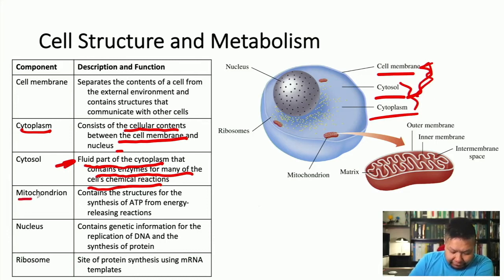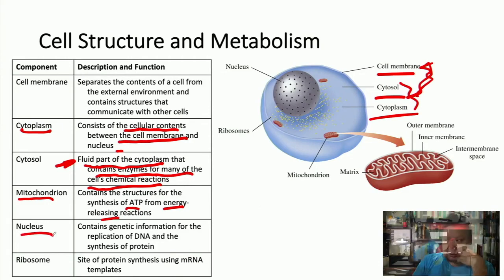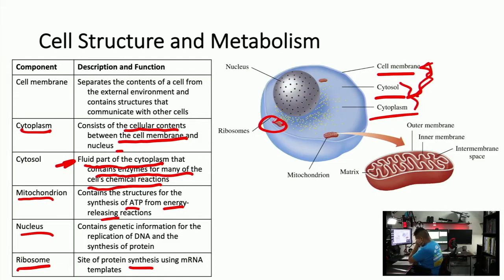So mitochondria, that's where we're going to focus today. It contains the structures for the synthesis of ATP and energy-releasing reactions. We're going to dive deep into the mitochondria a little later on in the lecture. The nucleus is where all the genetic information is kept. We saw that in the previous lecture, nucleic acids. And the ribosome is where we do protein synthesis, with the amino acids and the mRNA and the tRNA. And quick review: what are ribosomes made of? They're mostly made of rRNA, ribosomal RNA, and some proteins.